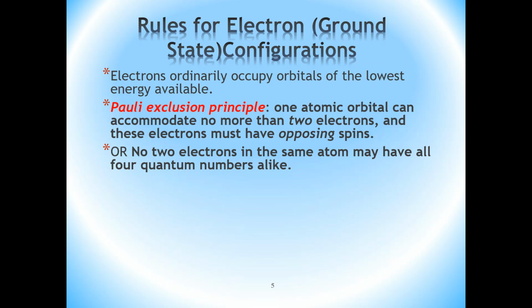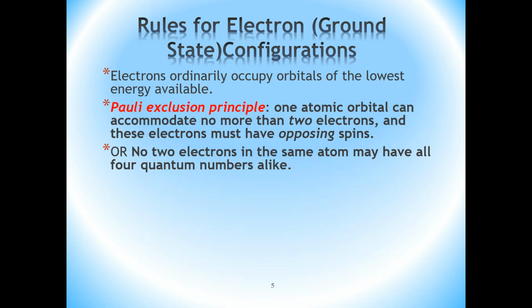So if you have 2 electrons occupying, let's say, the 1s orbital, they will have the same N value, the same L value, and the same ML value, but what they will not have is the same MS value, because if they're occupying the same orbital, they must be spinning in opposite directions. So the MS value for one electron will be plus half, and the MS value for the other electron will be minus half. All right.